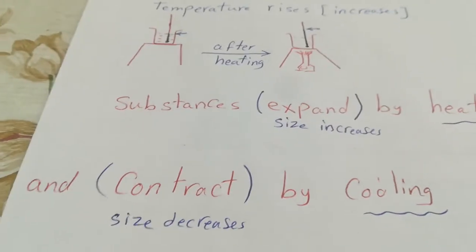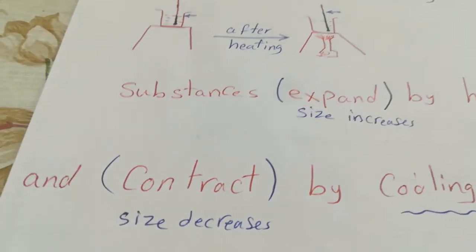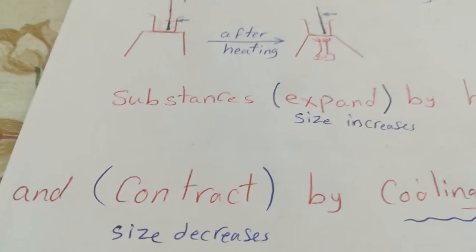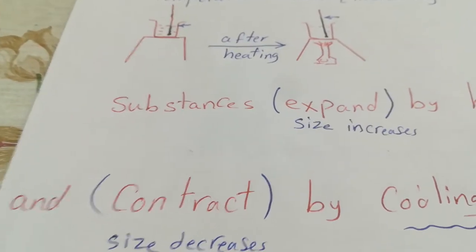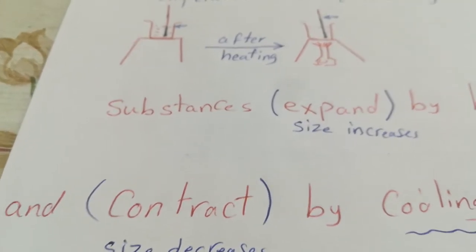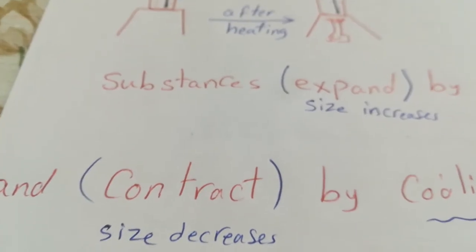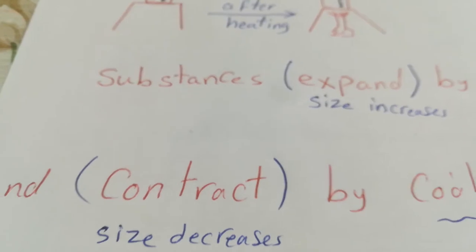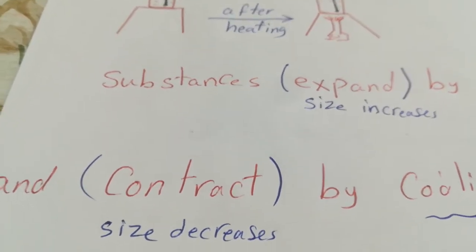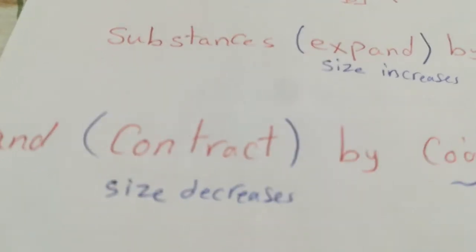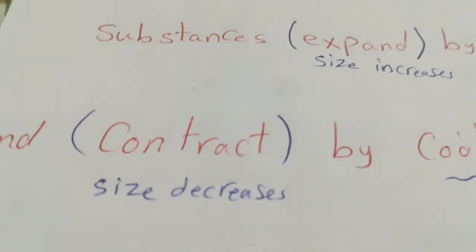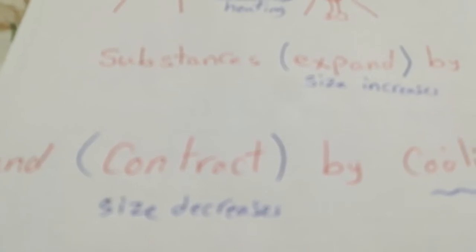So we can say as a substance like a pole, like metal, like wood, like anything is subjected to heat, it means we increase its temperature, its size will become bigger, and vice versa. If we cool it down, it will contract and its size will be smaller.